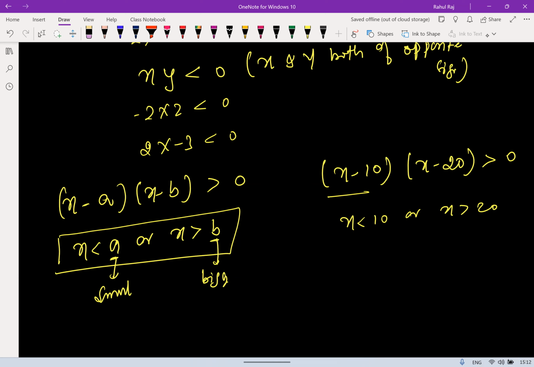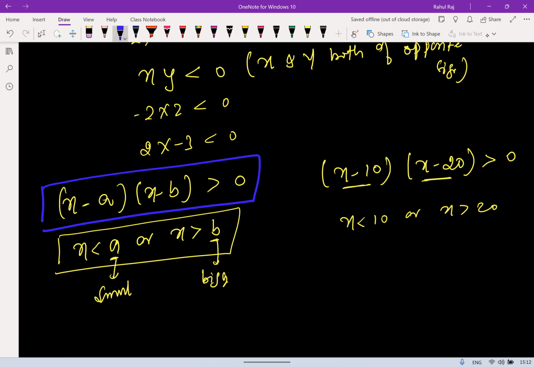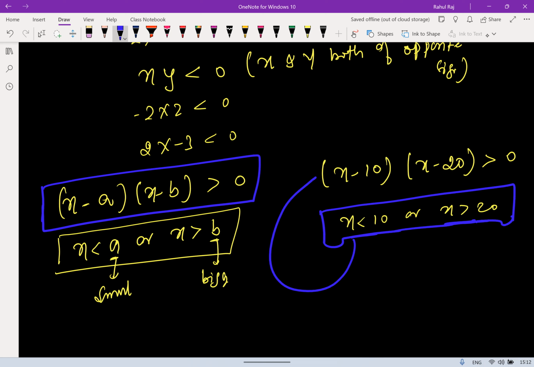So if I compare it with this, when I say x minus 10 into x minus 20, is this exactly in the same form? Yes or no? Yes, right? So which is the smaller element out of 10 and 20? 10. So x is less than 10 or x is greater than 20. But what do you mean by this? X is less than 10 or x is greater than 20? What exactly is this? This is nothing but the solution of this equation.